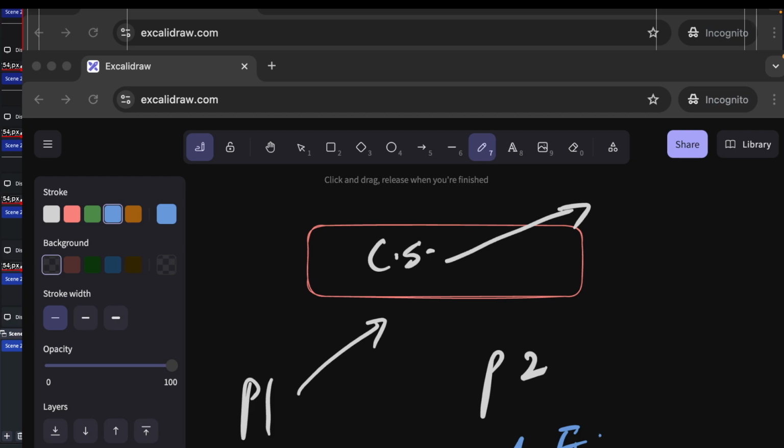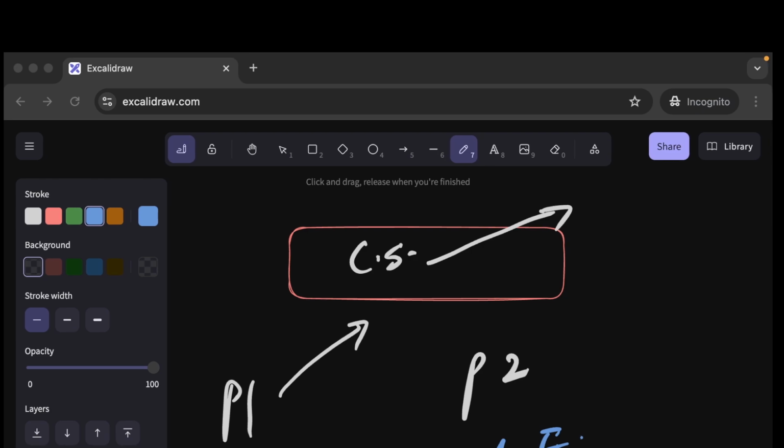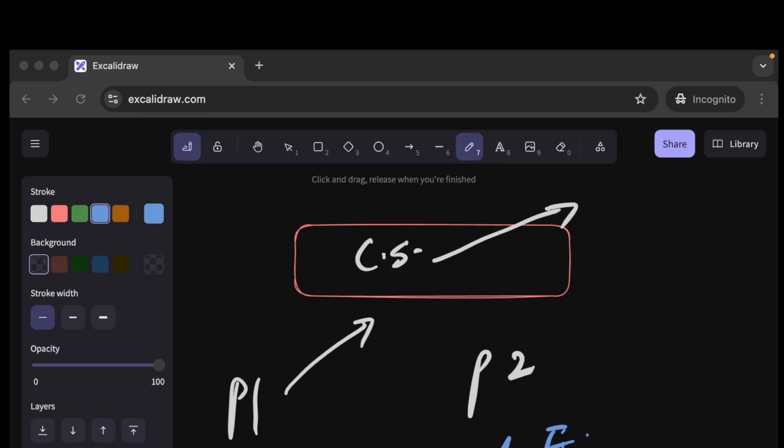So how does it achieve this? By making the flag true, right? Now let's see how. So what it does is, okay.